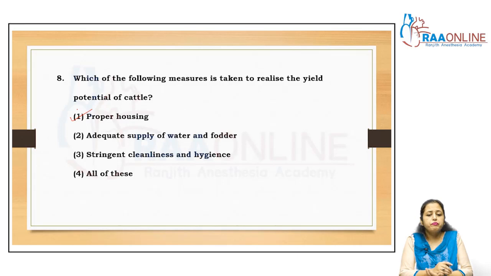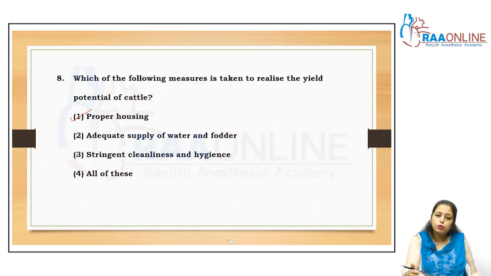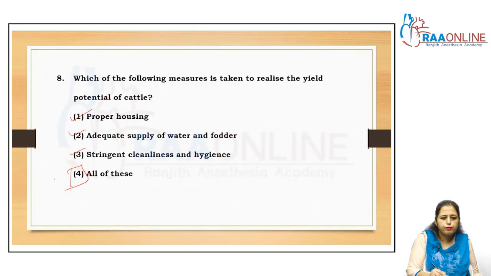If we arrange proper housing for the cattle, so that they are protected from diseases, along with an adequate supply of water, good quality food and fodder, stringent cleanliness and hygienic conditions, then the potential of the cattle is realized. So all these statements are correct. So the answer is 4. Clear? Come to the next.